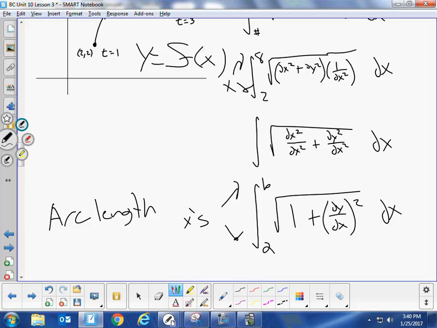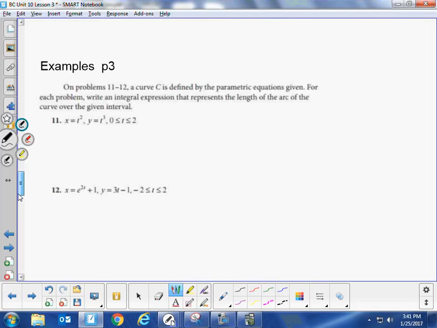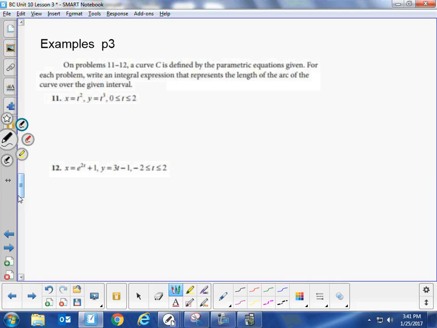Okay? Let's do a couple quick examples. Page 3 on your homework packet. These are the problems 11 and 12. A curve C is defined by the parametric equations given. For each problem, write an integral expression that represents the length of the arc of the curve over the interval.